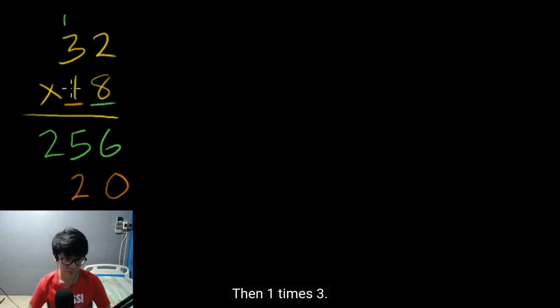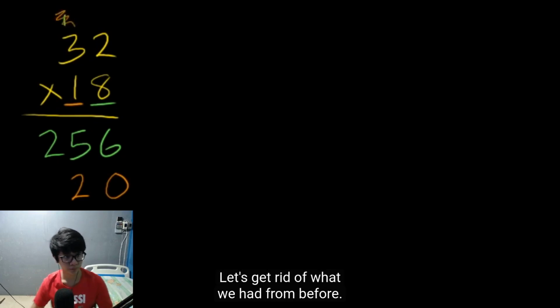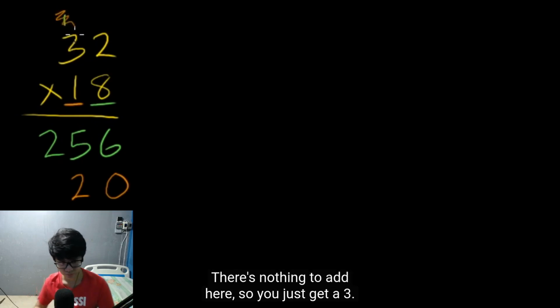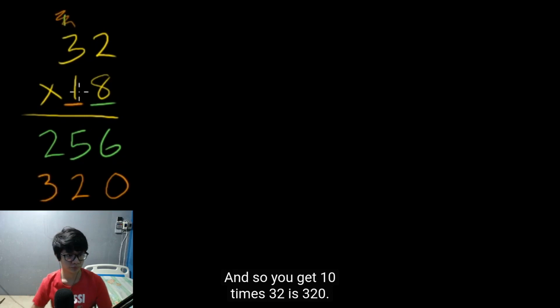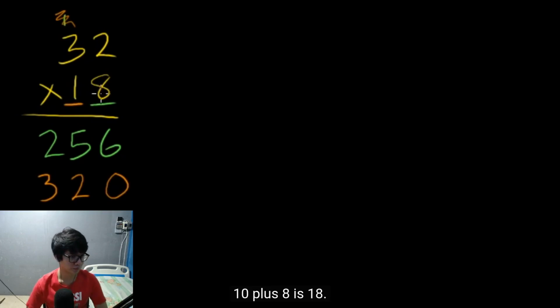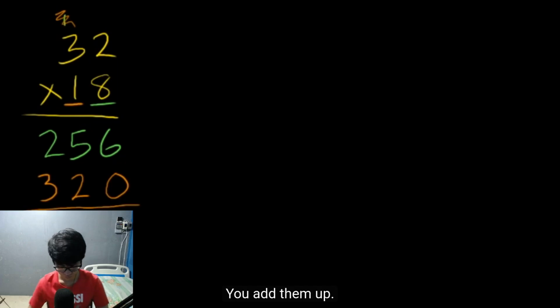Then 1 times 3, and we have to be very careful. Let's get rid of what we had from before. 1 times 3 is 3. There's nothing to add here, so you just get a 3. And so you get 10 times 32 is 320. This one right here, that's a 10. 10 plus 8 is 18. So now we just add up the two numbers. 6 plus 0 is 6. 5 plus 2 is 7. 2 plus 3 is 5.